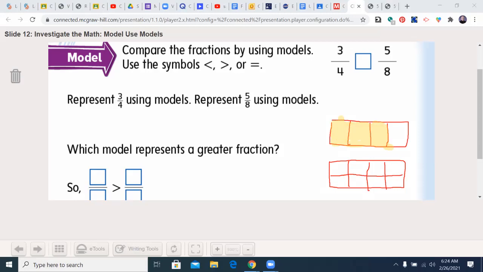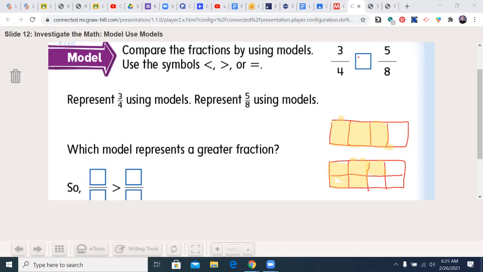Now I need 5/8. 1, 2. You notice this is divided into 8 pieces. 3, 4, and 5. So now I have a model ready to go. So which one's larger? What's more colored in, the 3/4 or the 5/8?